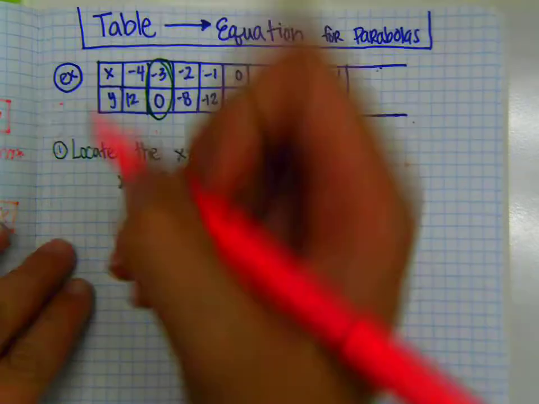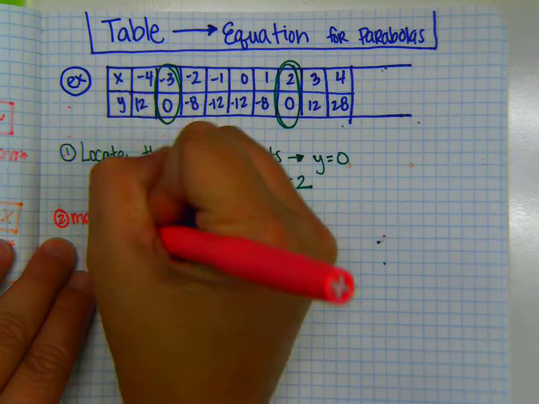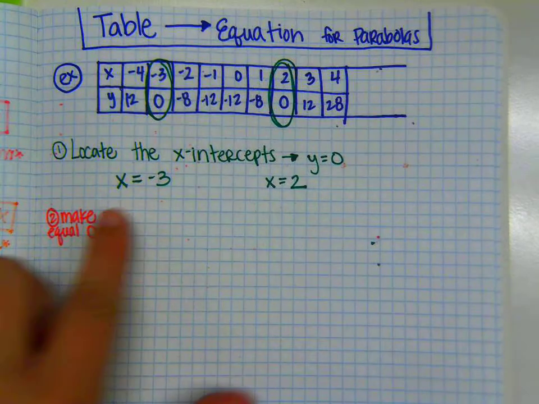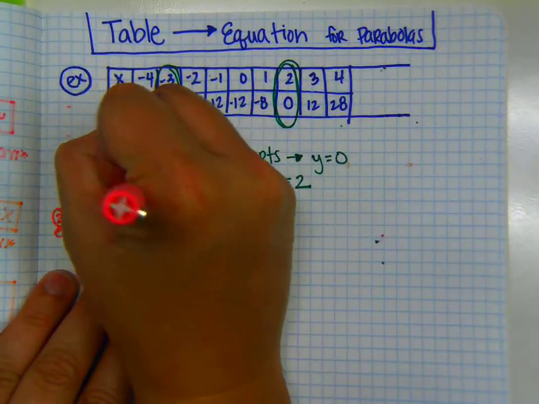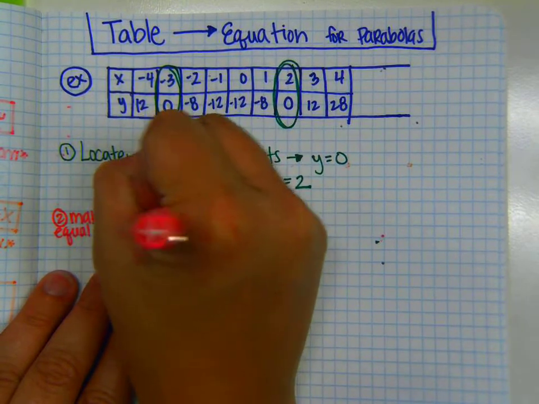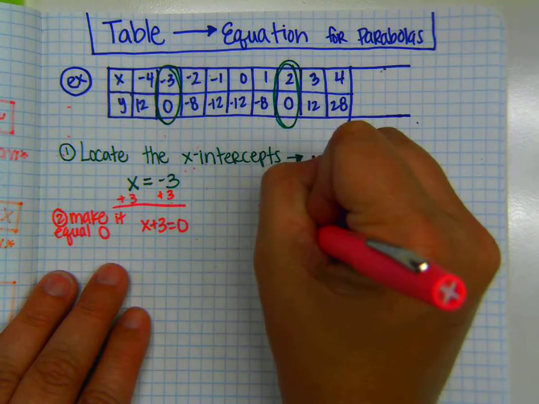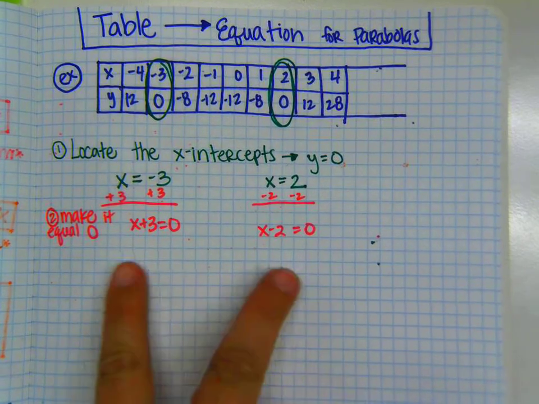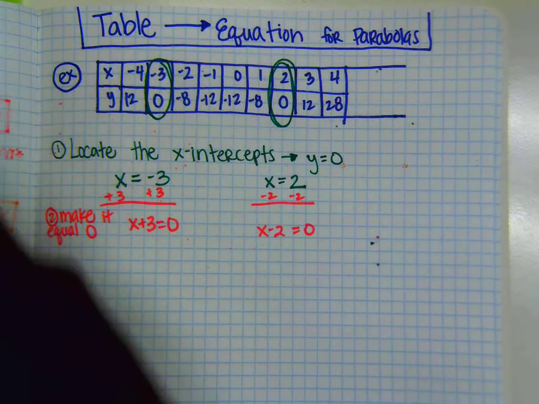Our step 2 is going to be to make it equal 0. So I'm going to take these, and I'm going to make them equal 0, which means I'm just going to add 3. So now we get x plus 3 equals 0. And over here, this will be x minus 2 equals 0. Okay, so I made them equal 0. The reason I made them equal 0 is because now looking at these, this is what we did for zero product property. We're actually going to kind of undo what the zero product property had us do.